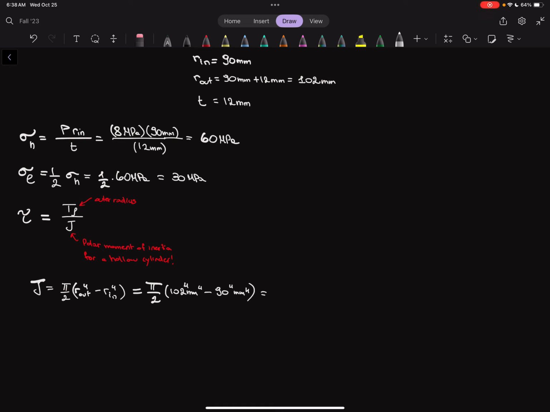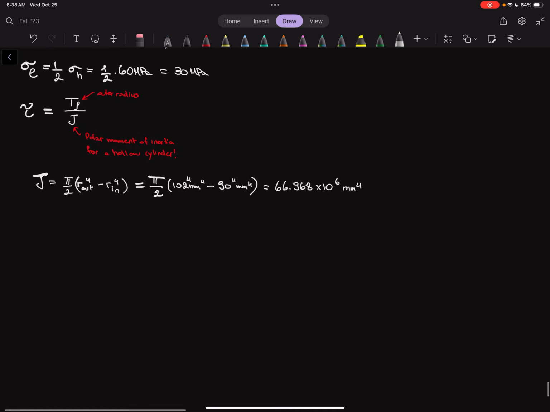Let me try again. Pi over 2 times 102 to the 4th minus 90 to the 4th. And we get, oh, that's a lot. 66.968 times 10 to the 6 millimeters to the 4th.